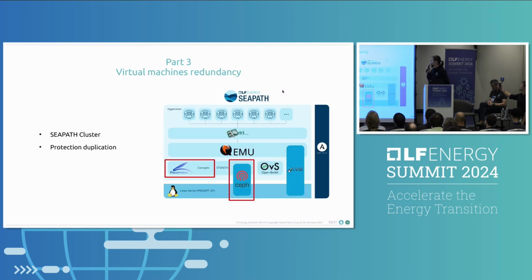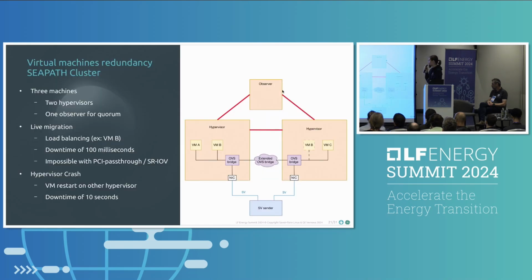Okay, now as the last part for me, let's talk about redundancy. It's good to have a virtual machine, but what do we do if something fails? Anything can fail. The first idea we developed on SEAPATH is the cluster. Very simple: you have one hypervisor here, let's duplicate it and create another hypervisor here.